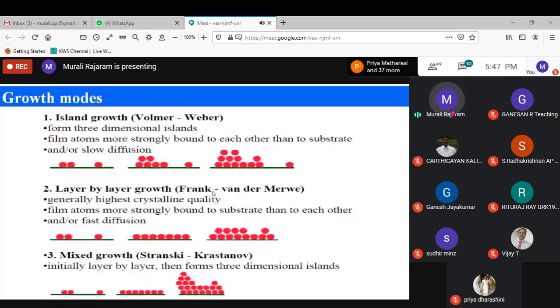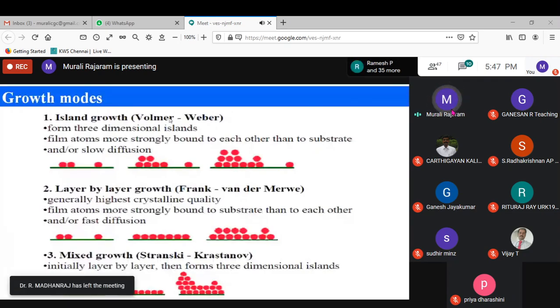Three types of growth modes. One is called island growth. If the material does not wet, or only partially wets, the substrate, the atoms grow as islands, which is also called the Volmer-Weber growth method.